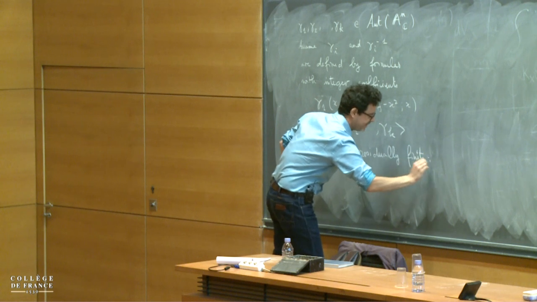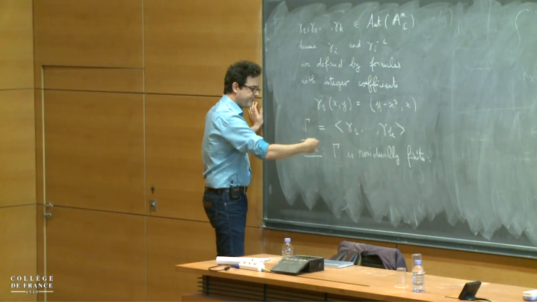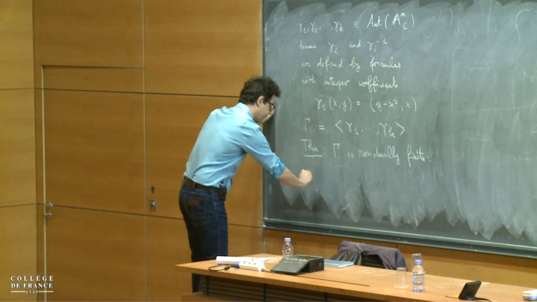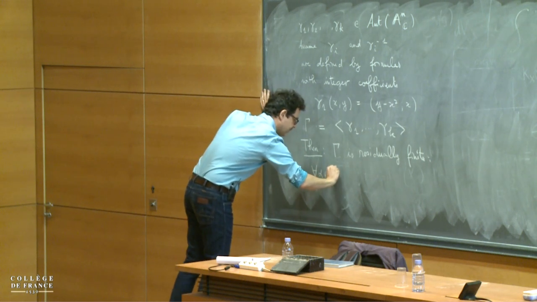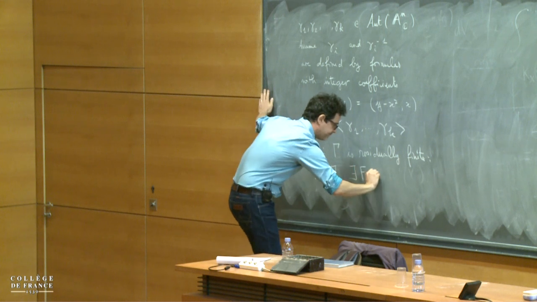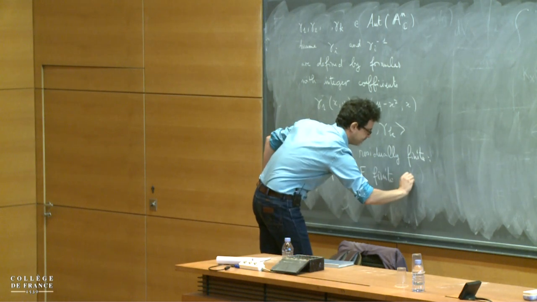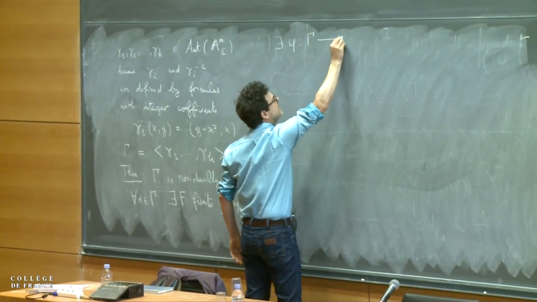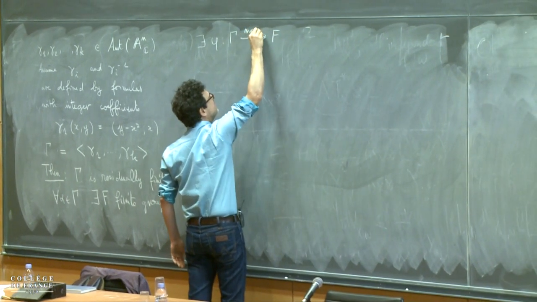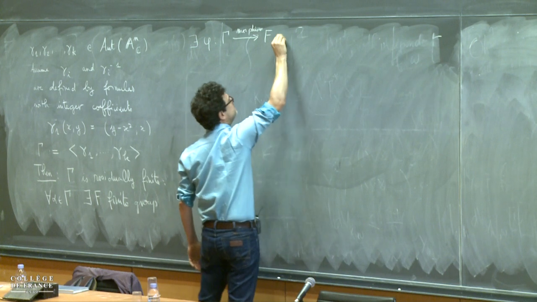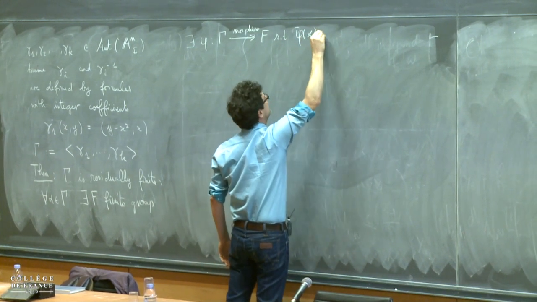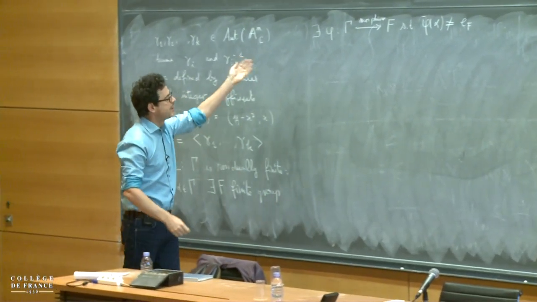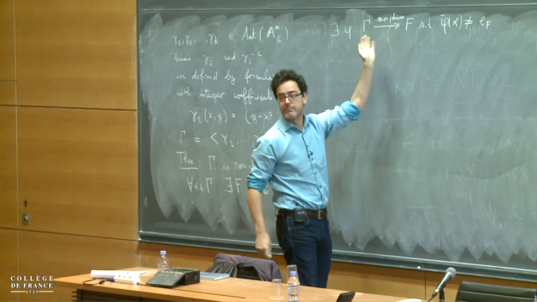So what does this mean? This means that you have enough morphisms from gamma to finite groups to distinguish all elements in the group gamma. So for every element alpha in the group, there exists a finite group F, and there exists a morphism phi, such that phi of alpha is not the neutral element. Okay, so in other words, you can embed gamma in its profinite completion.